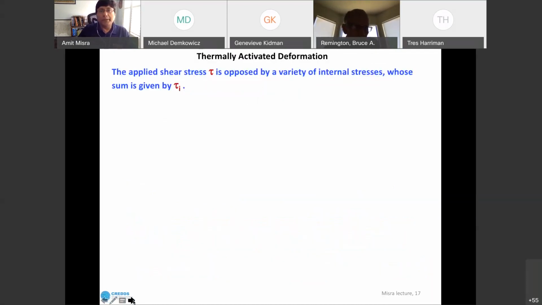So let's now discuss a little more about the thermally activated deformation. So say there is applied shear stress tau that is moving a dislocation forward in the glide plane. That dislocation motion is opposed by a variety of internal stresses that arise from the crystal structure and the microstructure and the defects in the material. And say the sum of all those is given by tau sub i.